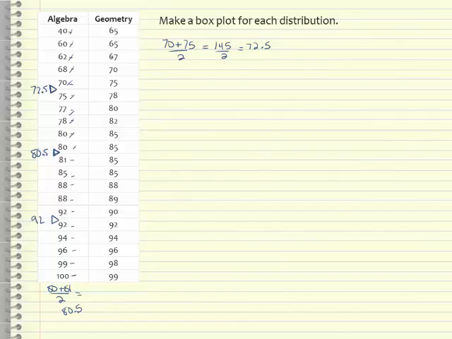I have the same number of numbers, so my middles are going to be in the same spots. Here I'm going to have an 85. Here I'll have a 91 because 91 is halfway between 90 and 92. And then for this one, I'm going to have to add 75 plus 78 and divide by 2. 75 plus 78 is 153. Divided by 2 gives me 76.5.